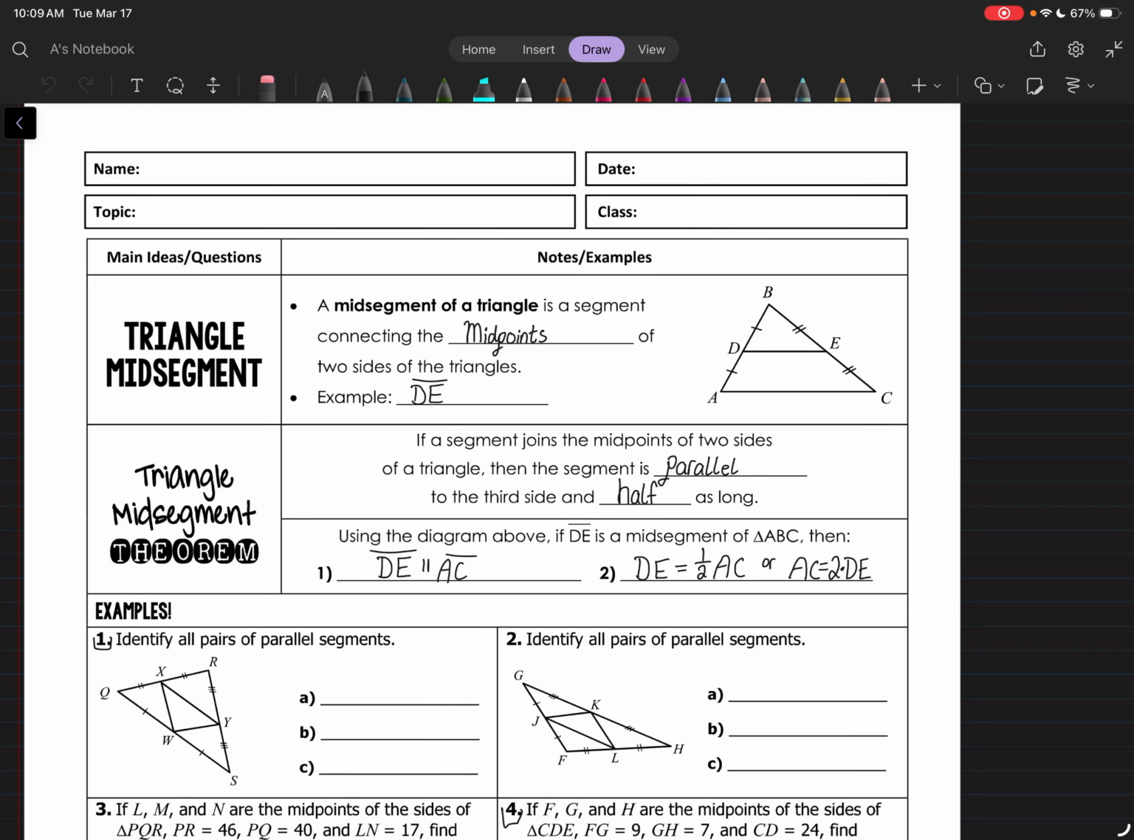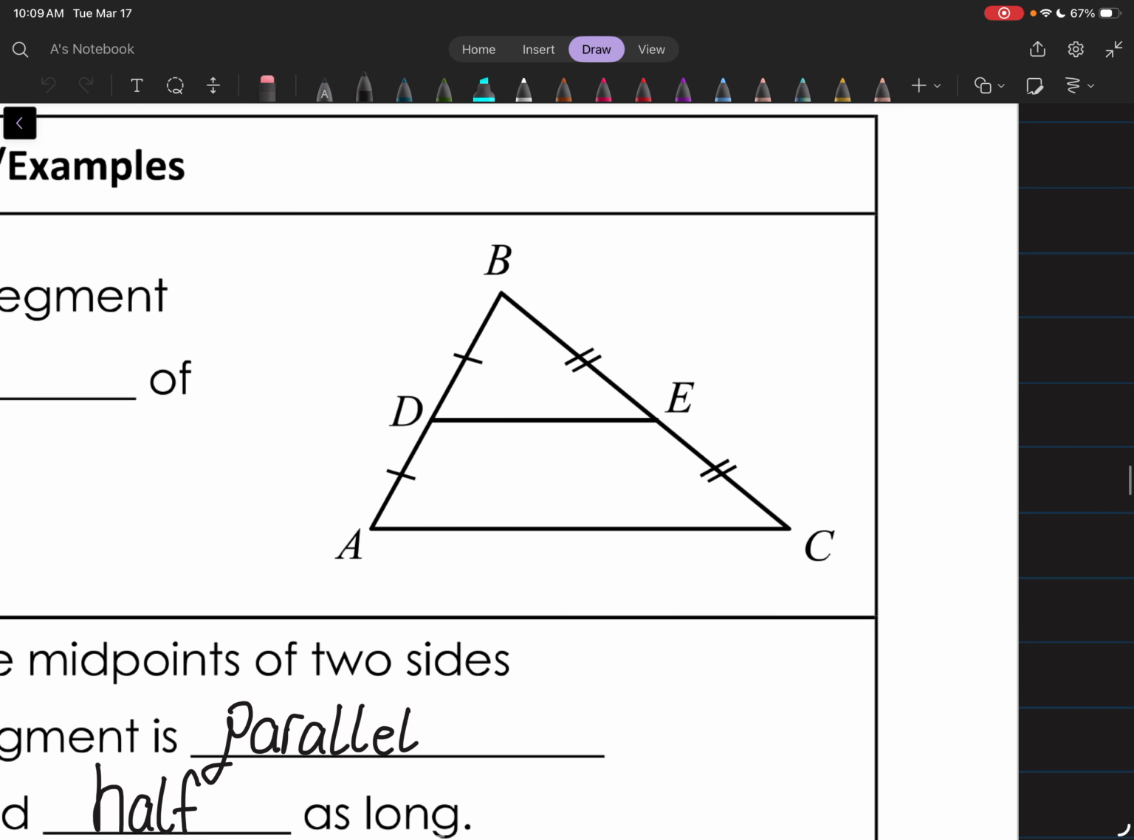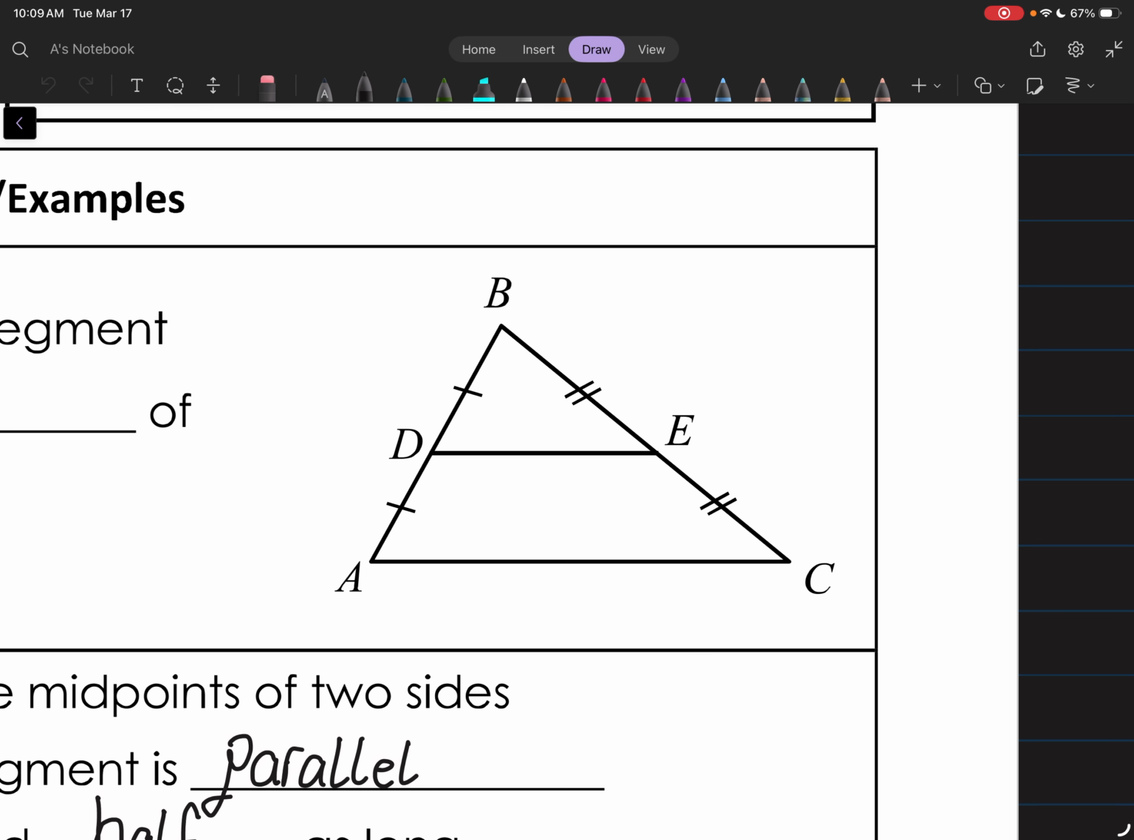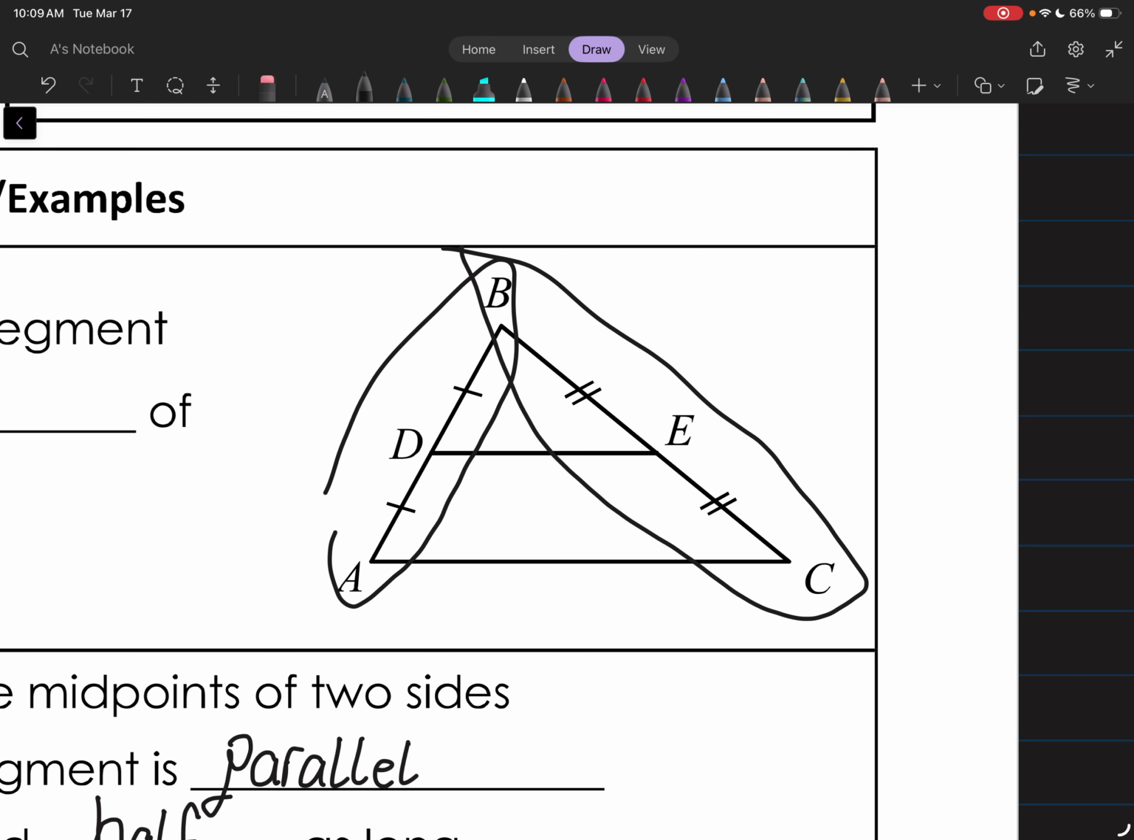Good day. Today we're looking at the triangle midsegment theorem. A midsegment of a triangle is a segment that connects the midpoints of two sides. So DE is the midsegment of triangle ABC, and it is splitting sides AB and BC in half.